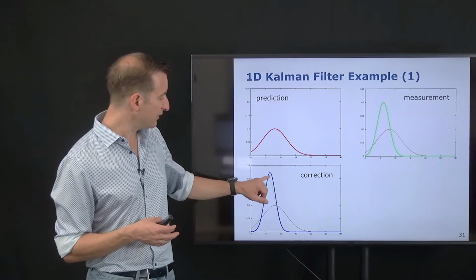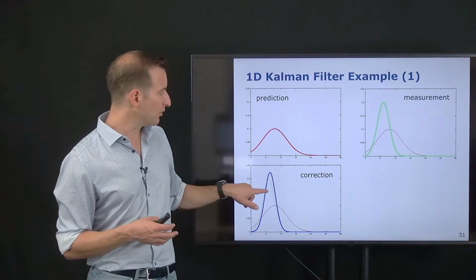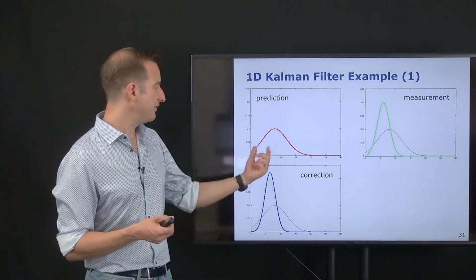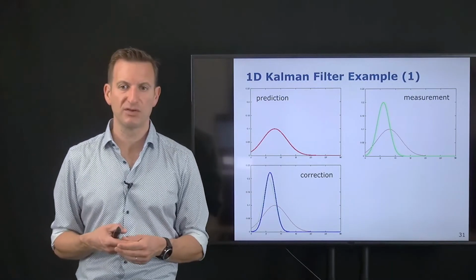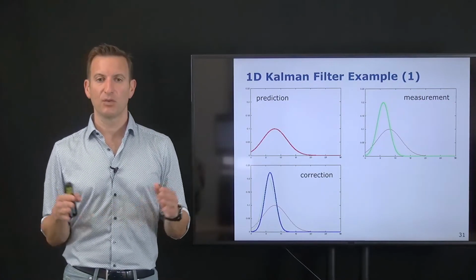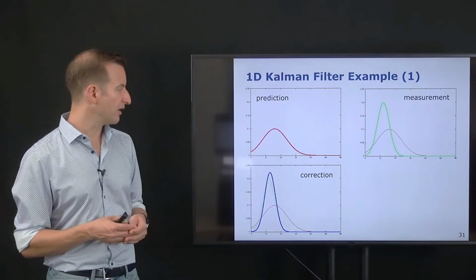And what you can see also here, the blue curve has a smaller uncertainty than the green curve, because it combines two Gaussian distributions, and so the uncertainty of the resulting Gaussian distribution is smaller than the two uncertainties we had with the green and the red curve over here. So we are actually getting more certain by adding this additional information into the game.